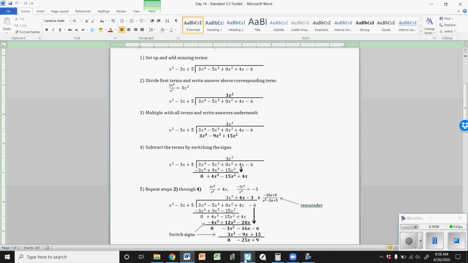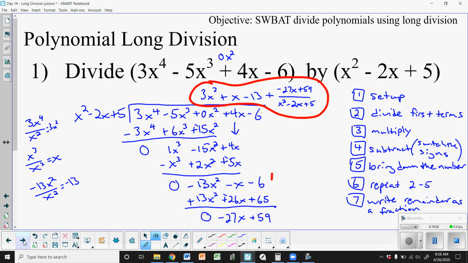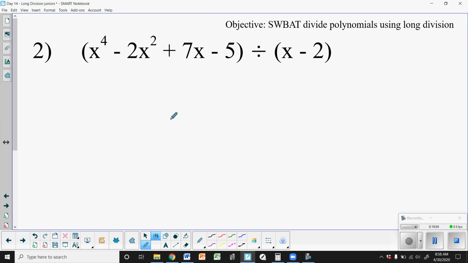All right, so back to what we're looking at. We're just going to do one more, and then we'll be done for today. So we have this division problem. How does the setup work? That's right, this is the part we're dividing by, so that becomes the outside. So we'll write x minus 2. We have our division symbol, so x to the 4th minus 2x squared. Wait a minute, that doesn't work. We have to have a plus 0x cubed in there.